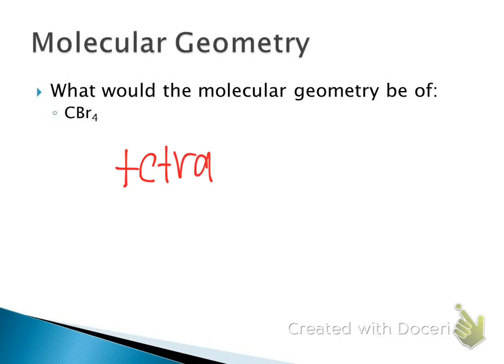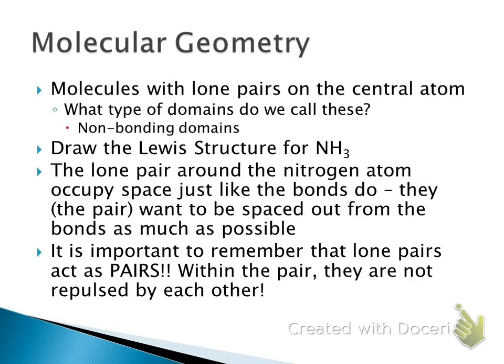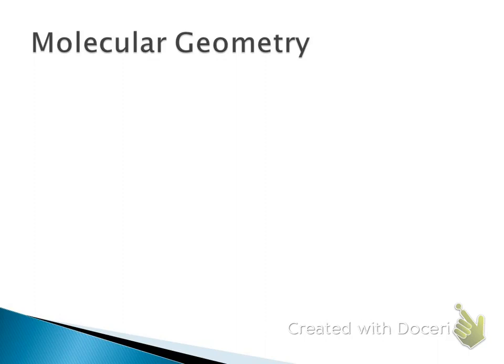Good. Tetrahedral. CBr4. So we had carbon bonded to all 4 things, which would give us a tetrahedral geometry. Okay. All right. I'm going to work through this just a little bit quicker. Let's try NH3. So does that mean that you have to put it like that? You don't have to draw it like that now. Try NH3.